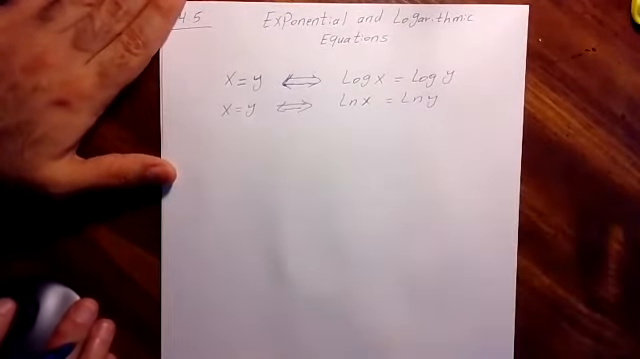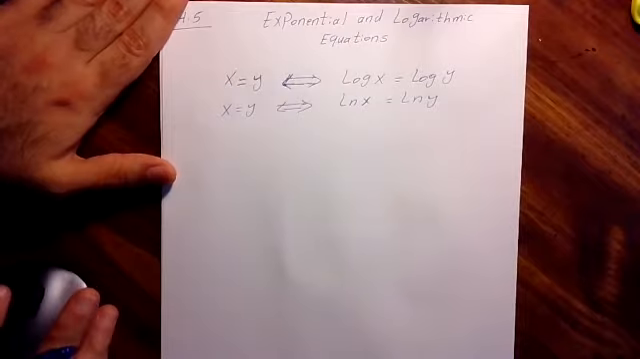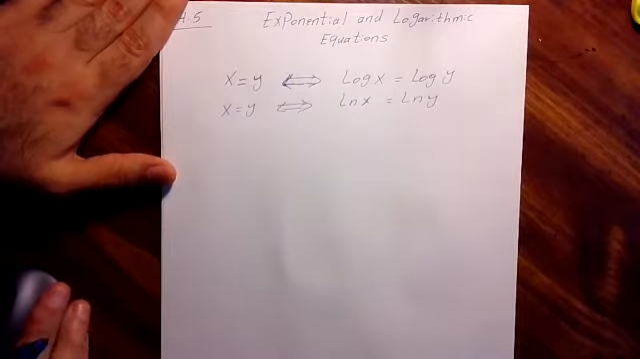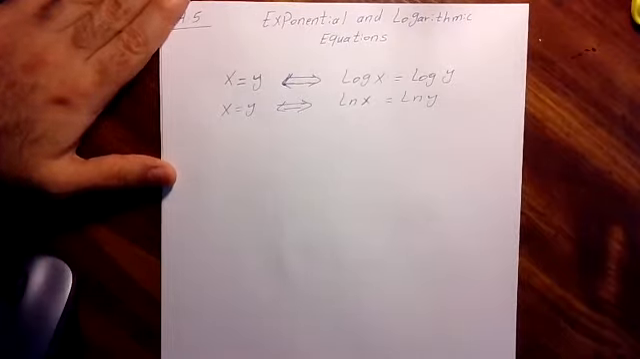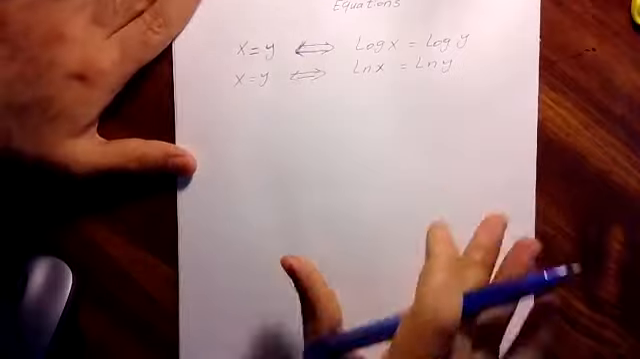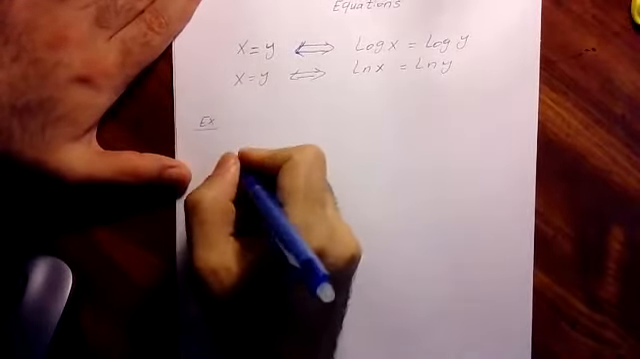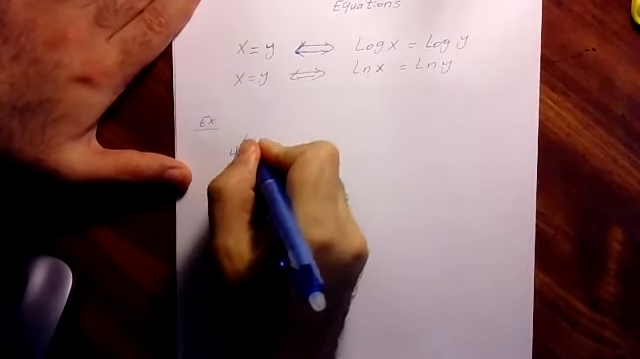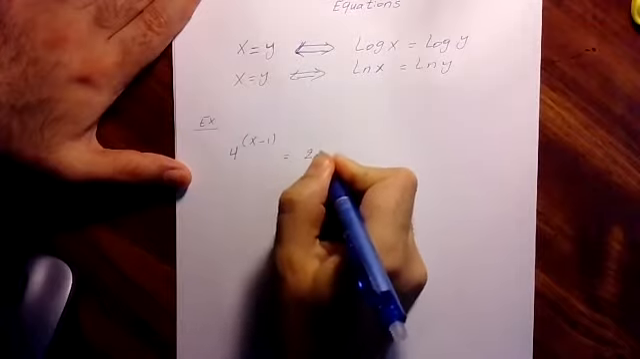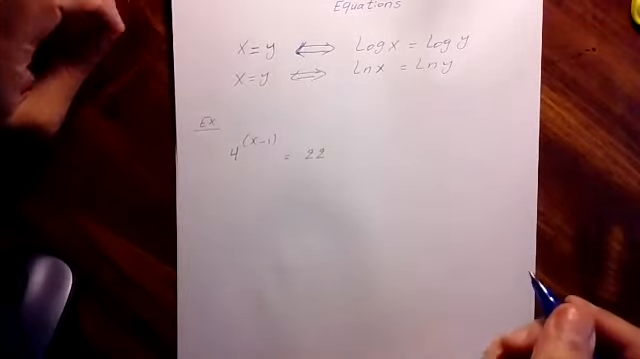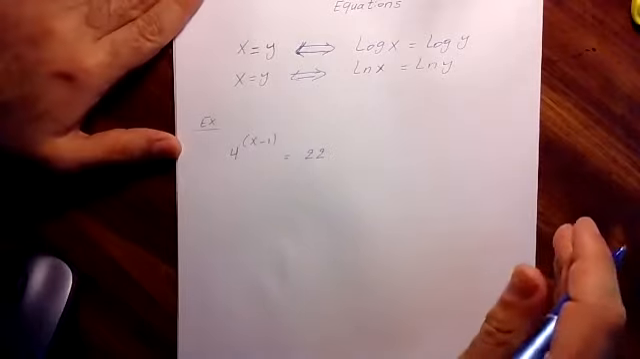Let's start doing an example so we'll learn how we're going to use this rule. So here's the first example. 4 to the exponent x minus 1 equal 22. They're going to ask you to solve the equation. That's the only thing they're going to ask you. How are we going to solve this one?